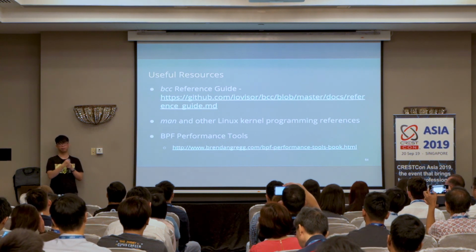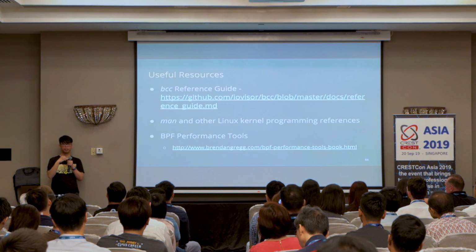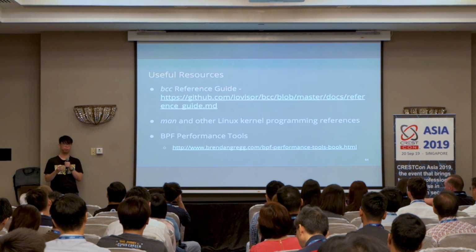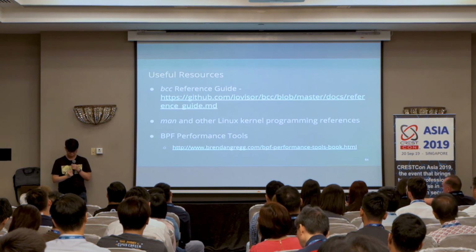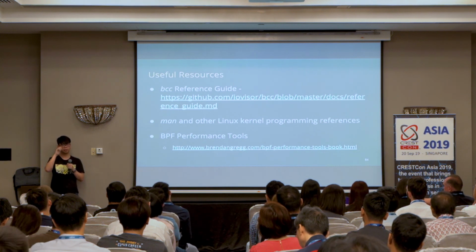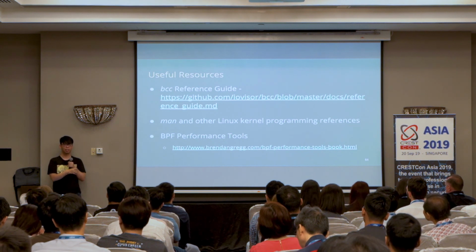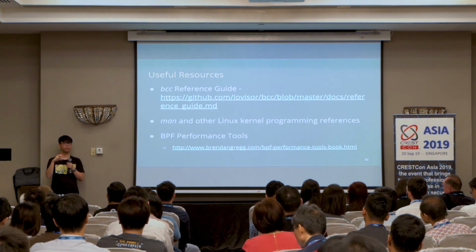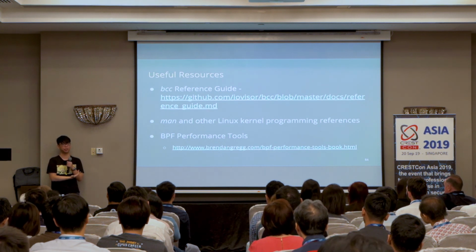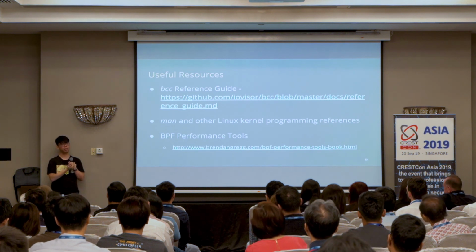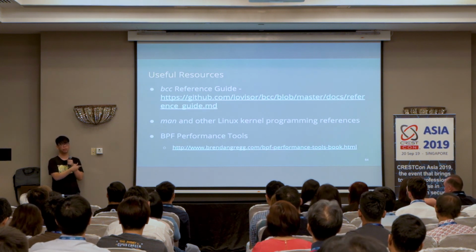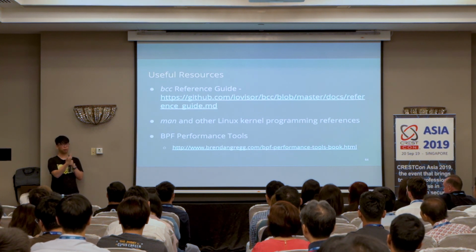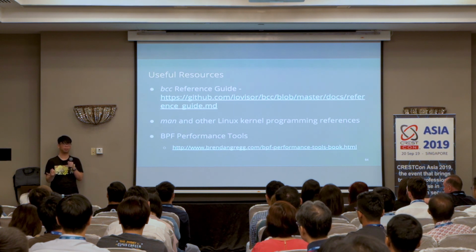because BCC is written by the same people maintaining eBPF in the kernel, you can ensure that their documentation is pretty much accurate. And when it comes to Linux programming references, there is of course the man command. This might sound stupid, but it's actually very, very useful because most of the Linux kernel documentation can be found in man pages. And there is a book coming out in October called BPF Performance Tools, written by the same guy that is maintaining BCC and eBPF. So I'm looking forward to reading that book. I don't know how good it is yet, but hopefully it's very useful.